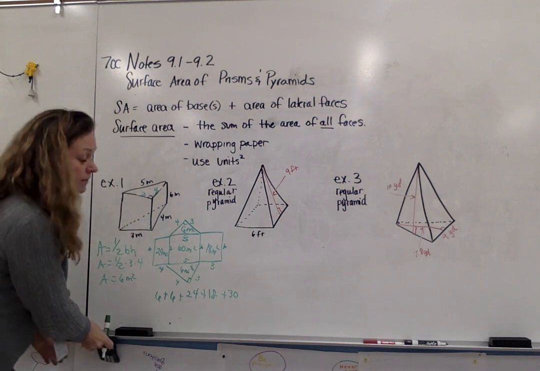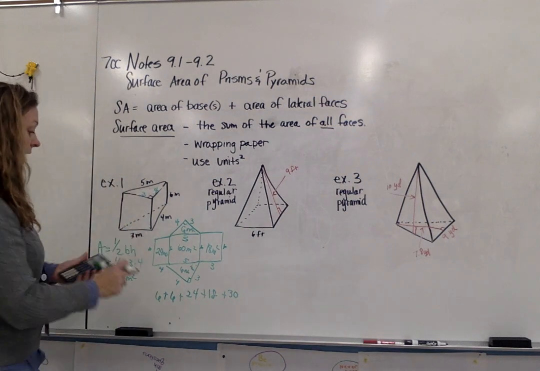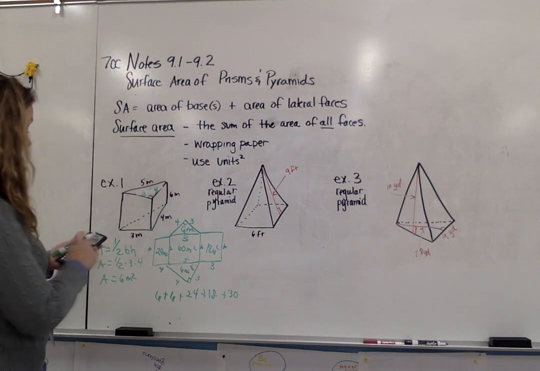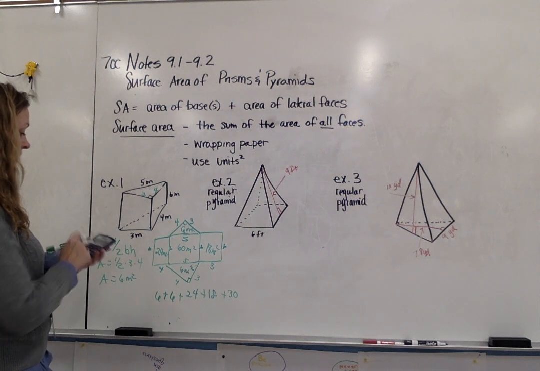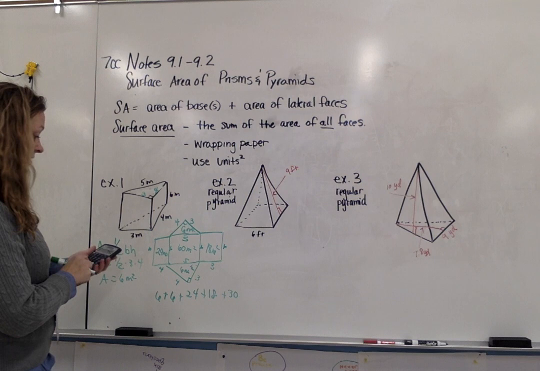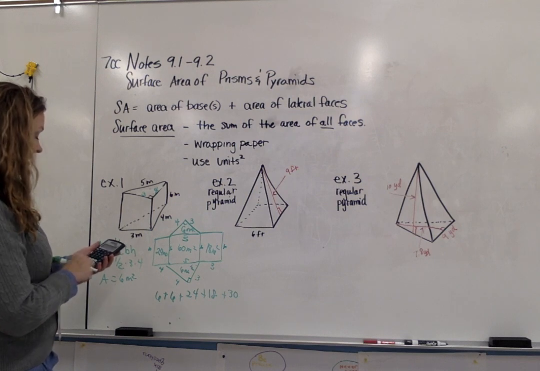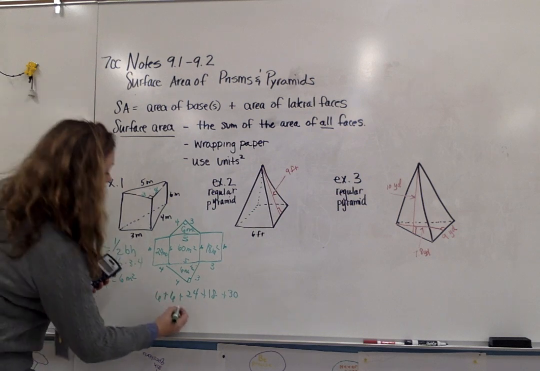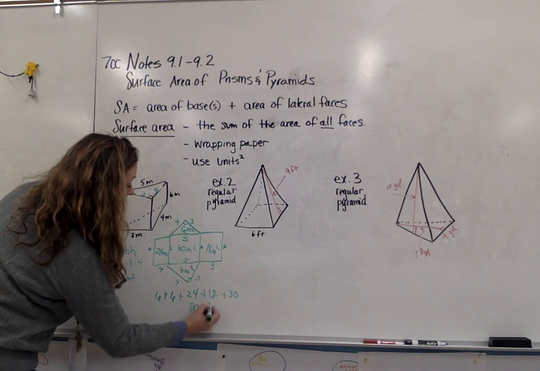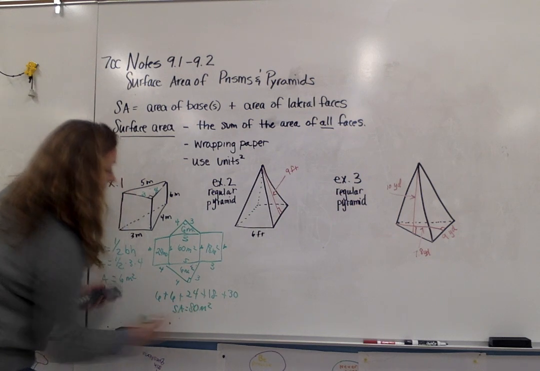All right, so I'm going to take my calculator out. I made sure I have all 5 sides because I have 5 faces, so I know I have to add up 5 numbers. I have 6 plus 6 plus 24 plus 18 plus 30. My answer is 84 meters squared as my surface area.